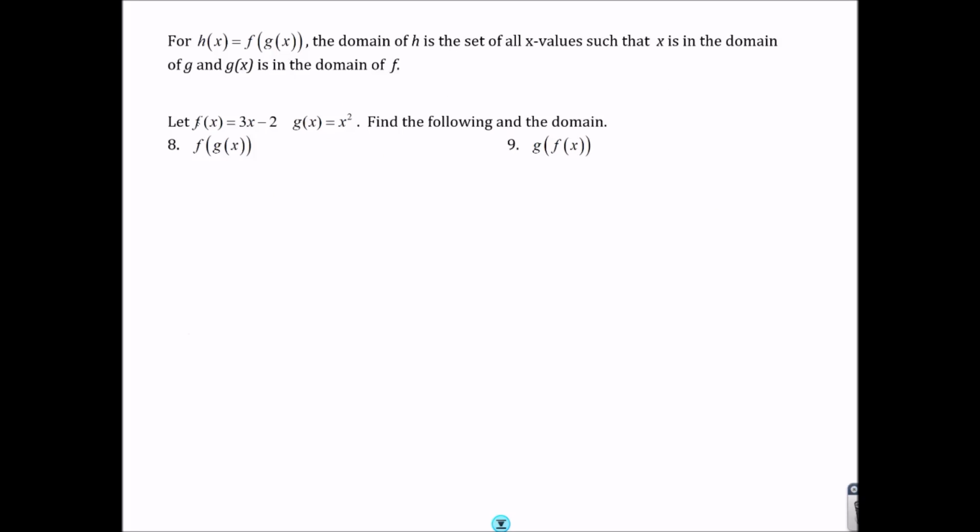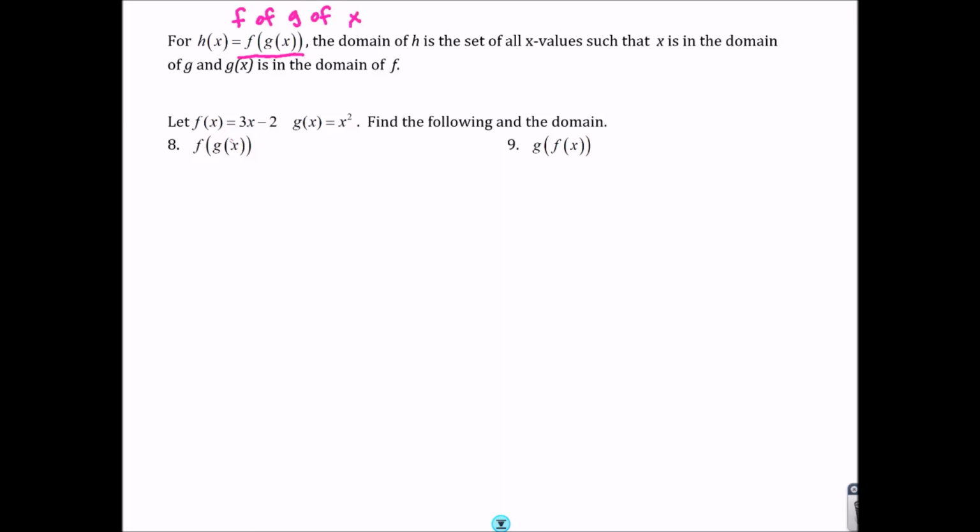First, we have a definition of domain. For h of x equal to f of g of x, this is how we typically write a composition. You read this as f of g of x. The domain of h is the set of all x values such that x is in the domain of g and g of x is in the domain of f. So let's take a look at an example.